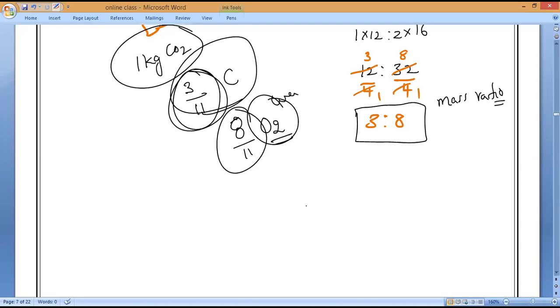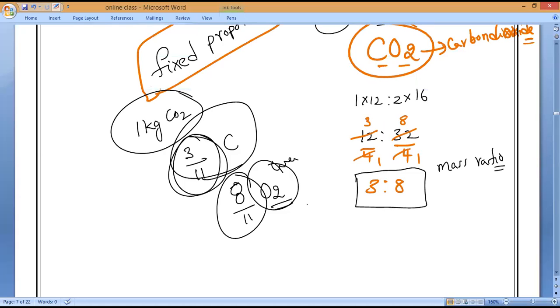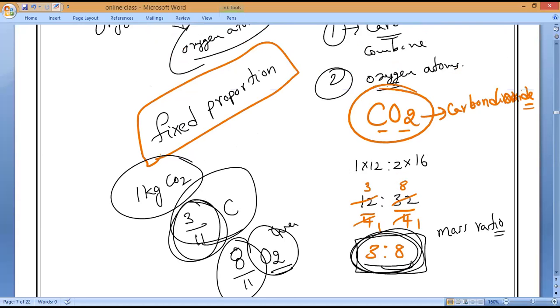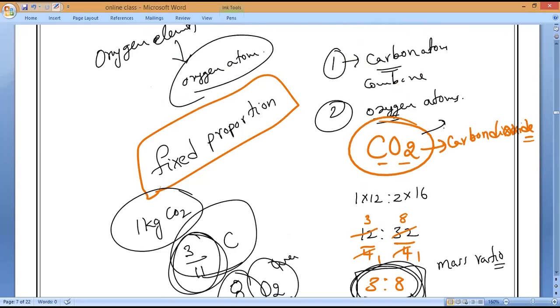So this proves that anywhere in the universe, the carbon dioxide mass ratio is always 3 is to 8. What is the atom ratio? Carbon how many? 1 and oxygen always 2. That is the ratio of atoms. 1 carbon and 2 oxygens only can produce carbon dioxide. So this ratio always remains constant. So it proves the law of constant composition, or we can say constant proportion. That is what you have to remember.